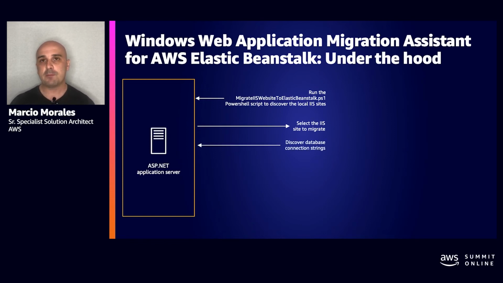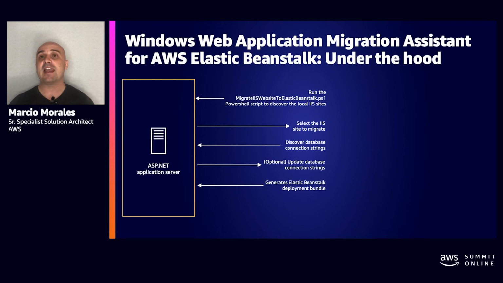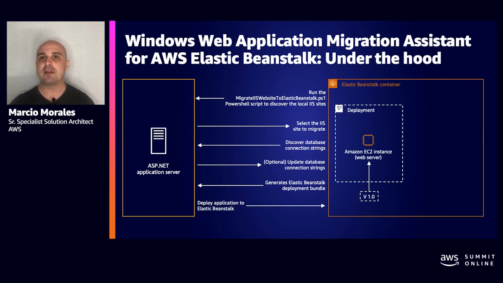The application then is going to discover the connection string. And here you have the option to change the connection string. So let's say you already migrated your SQL Server. You can change the connection string during the migration to point to a SQL Server running on AWS. Then the solution is going to generate an Elastic Beanstalk deployment bundle, which contains all your IIS configuration and application files. And then you can deploy this app directly on the Elastic Beanstalk container.